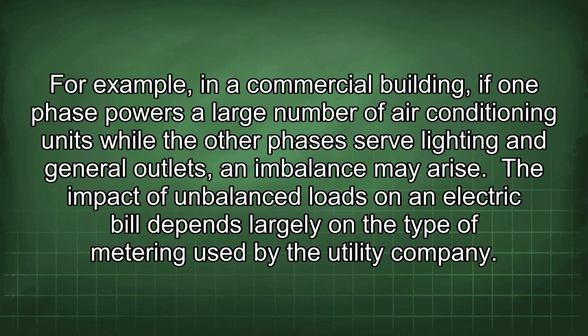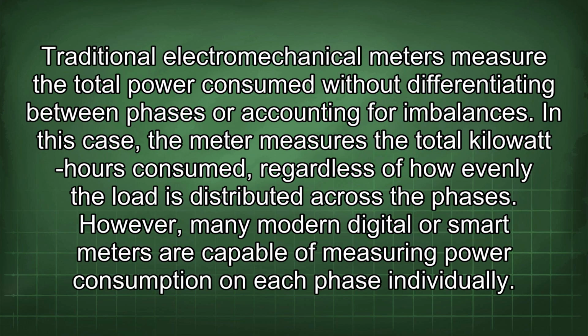The impact of unbalanced loads on an electric bill depends largely on the type of metering used by the utility company. Traditional electromechanical meters measure the total power consumed without differentiating between phases or accounting for imbalances. In this case, the meter measures the total kilowatt-hours consumed, regardless of how evenly the load is distributed across the phases. However, many modern digital or smart meters are capable of measuring power consumption on each phase individually.